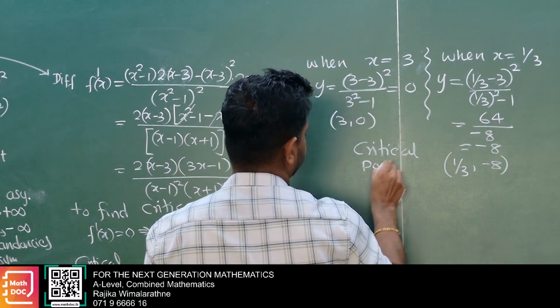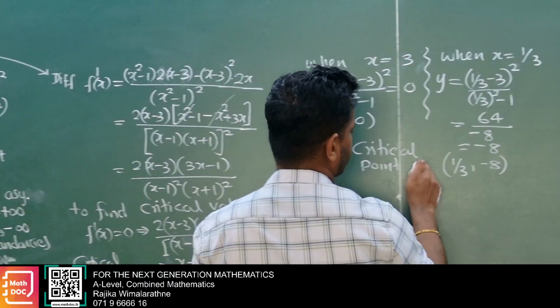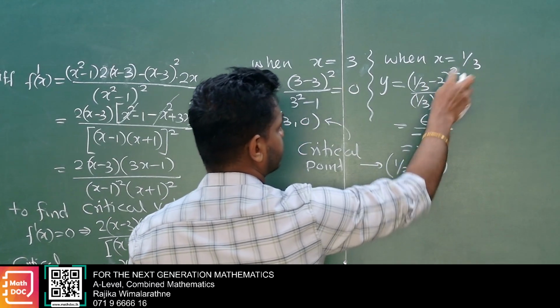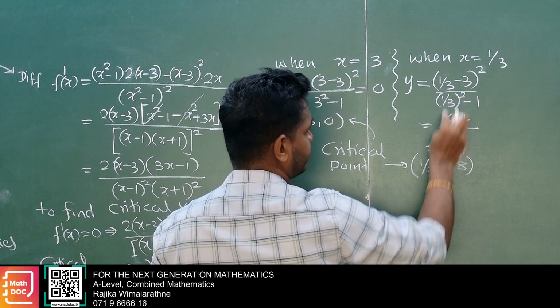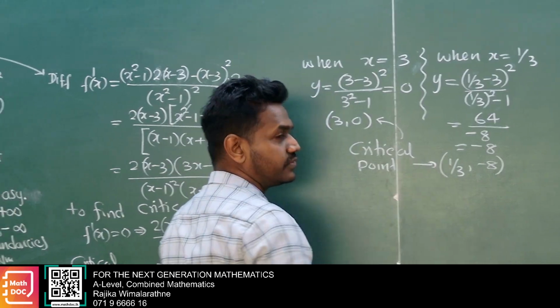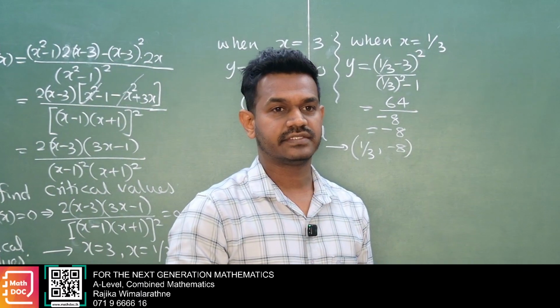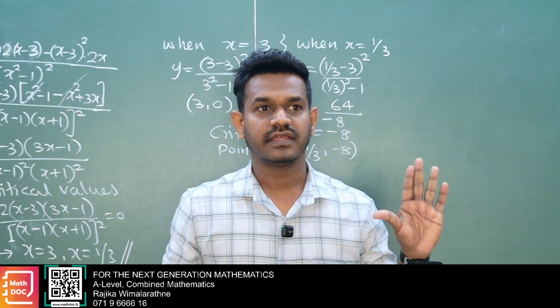Critical point. Here 9, 8 squared 64 divided by minus 8. We have two critical points. Continue up to that.